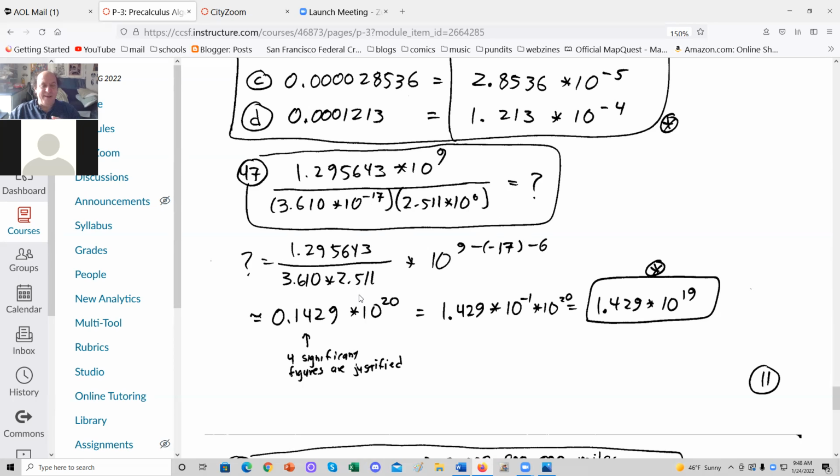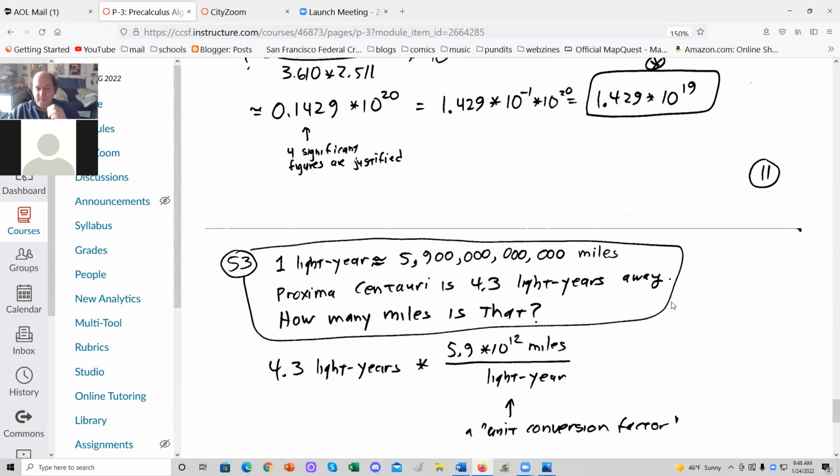This, we work it out. And again, there are only 4 significant figures that are justified. So write it to 4 figures, it's 0.1429. 9 minus negative 17, minus 0 comes out to 26... to 20. And again, this is not quite the right form. You have to rewrite it as 1.429 times 10 to the negative 1. That times 10 to the 20th, negative 1 plus 20 makes it 19. So 1.429 times 10 to the 19th.